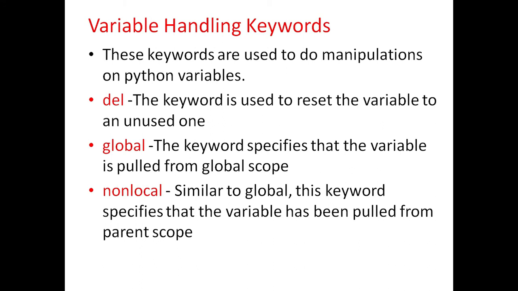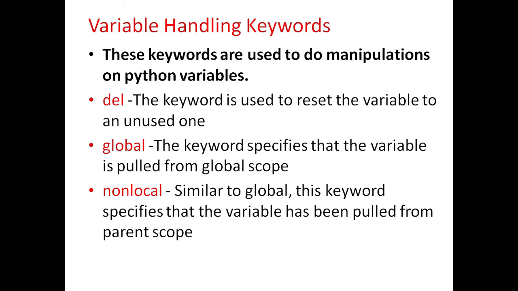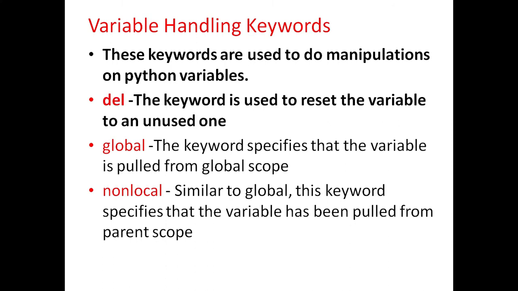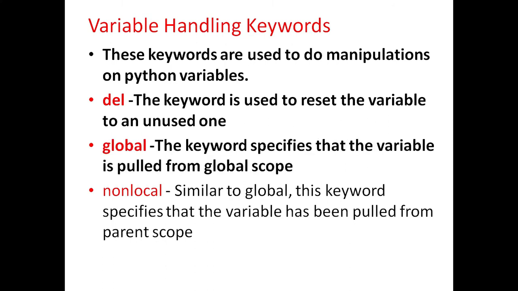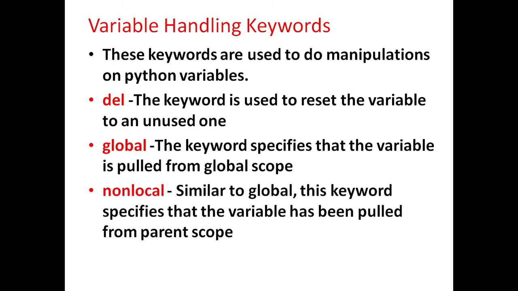Variable handling keywords. These keywords are used to do manipulations on Python variables. del is used to reset the variable to an unused one. The global keyword specifies that the variable is pulled from global scope. nonlocal is similar to global. This keyword specifies that the variable has been pulled from parent scope.